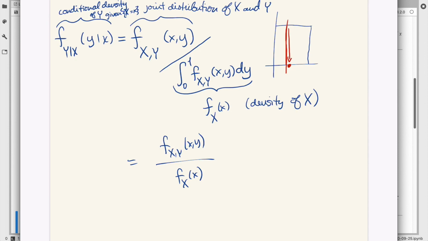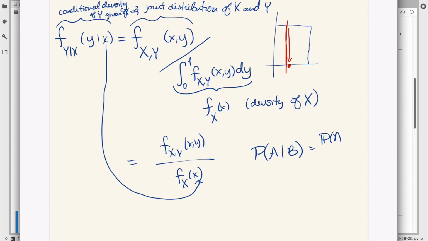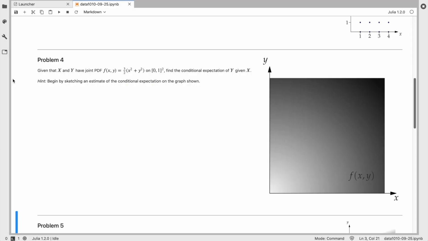So in the end, the formula has a very similar structure to the discrete case. The conditional density is the joint density divided by the density of the thing we're conditioning on. So that's very much analogous to how probability of A given B is equal to the probability of A and B divided by the probability of B. So the thing we're conditioning on ends up in the denominator. So let's do that symbolically here.